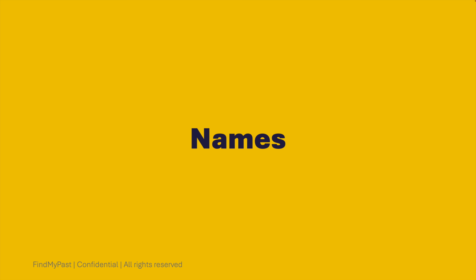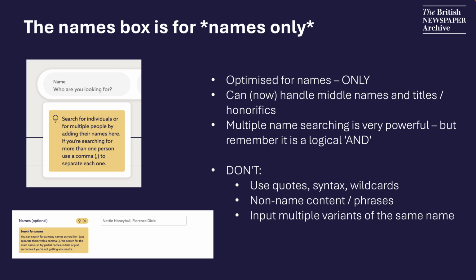Okay, let's move on to names and why we're handling names separately. The names box here is for names only. It is optimized for names, and back to my earlier point, the search engine doesn't understand language. So it doesn't understand that some text is a name as opposed to any other kind of text. So in order to help us search for names, which are presented sometimes a little bit differently from other text, we've put in a bunch of rules to help it handle this.